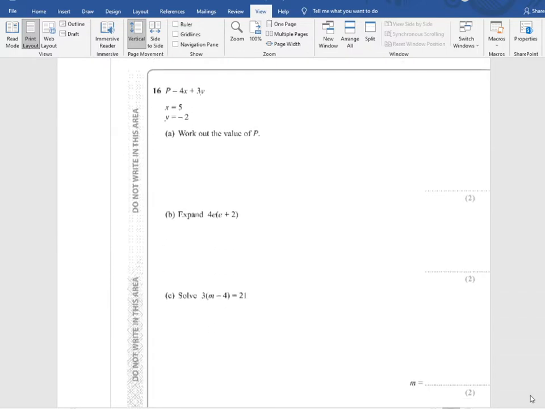Or a bit of algebra. P equals 4x plus 3y. x is 5 and y is minus 2. Work out the value of P. So P will equal 4 times 5 plus 3 times minus 2. So that's 20, that's minus 6. So it's 20 minus 6, which equals 14.